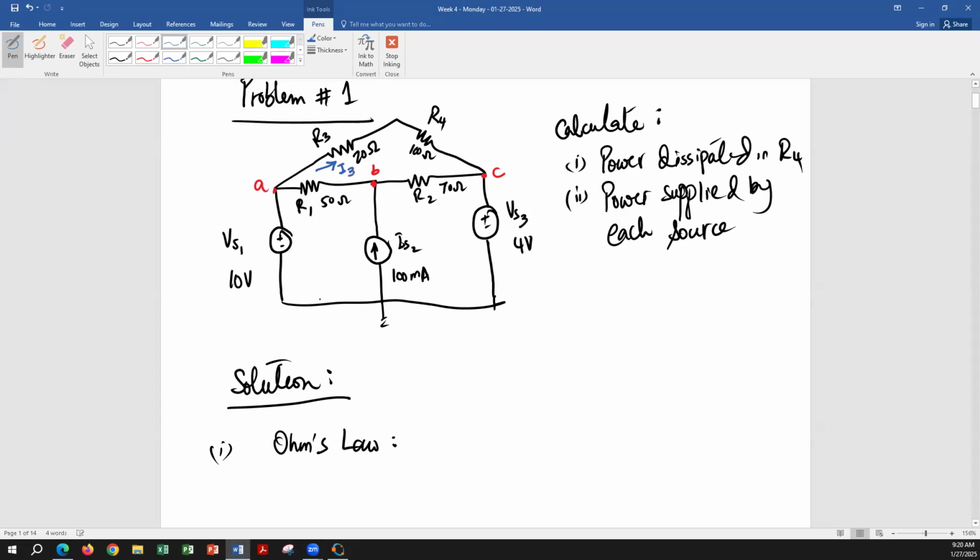Let's call this I3. Let's call this I1. And let's call this I2. So according to Ohm's law, I3 will simply be what? VA minus VC over R3 plus R4.